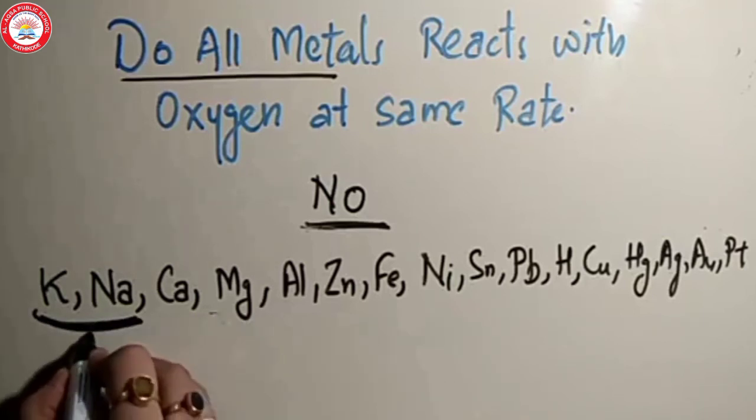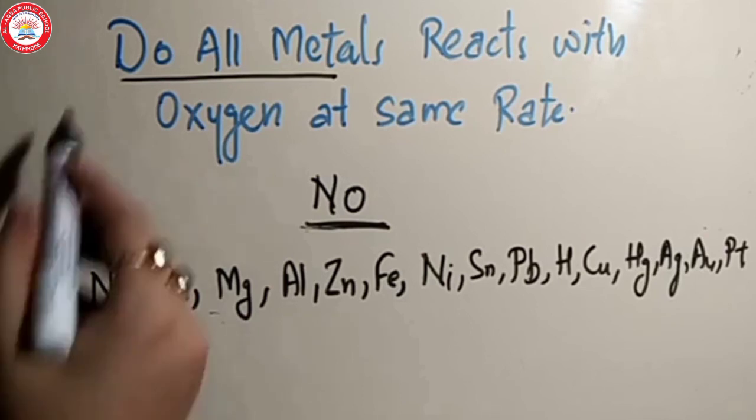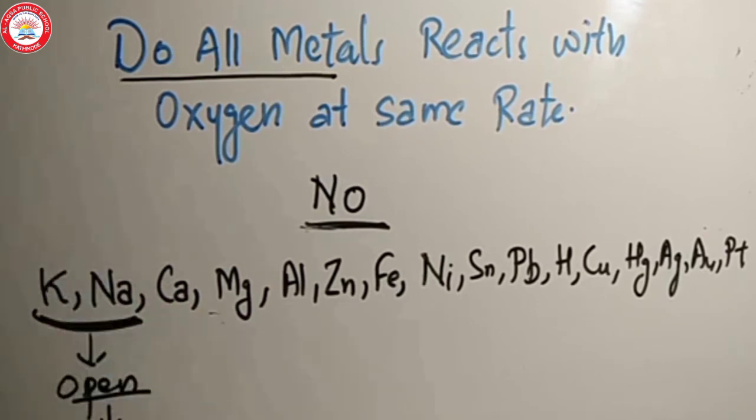The first two metals, potassium and sodium, when kept open, will catch fire easily. That is why potassium and sodium are kept in kerosene. When they are kept open, they will catch fire. That means they react with oxygen very fast, or we can say it is a vigorous reaction. So they are always kept in kerosene.